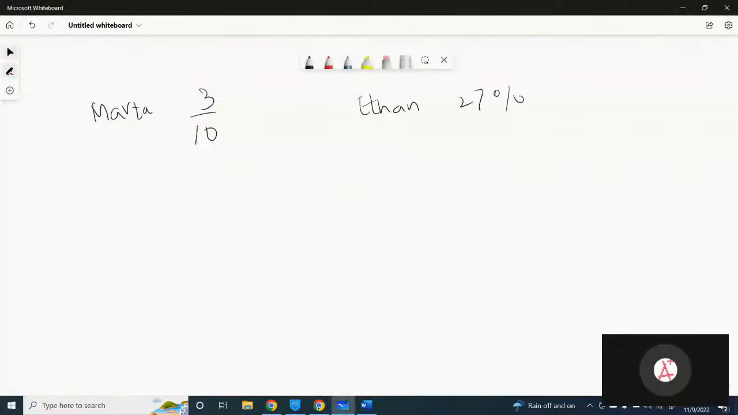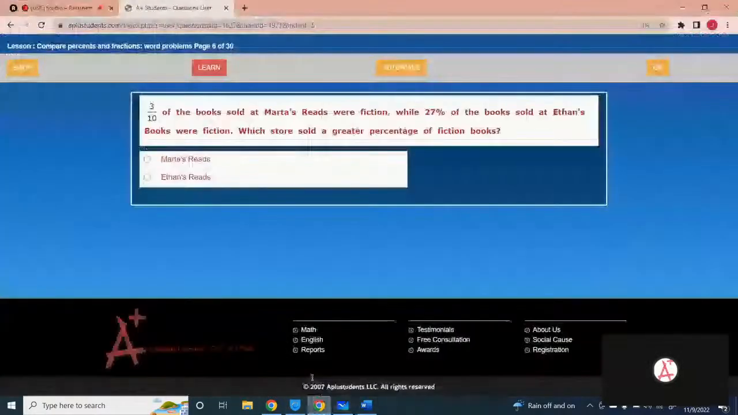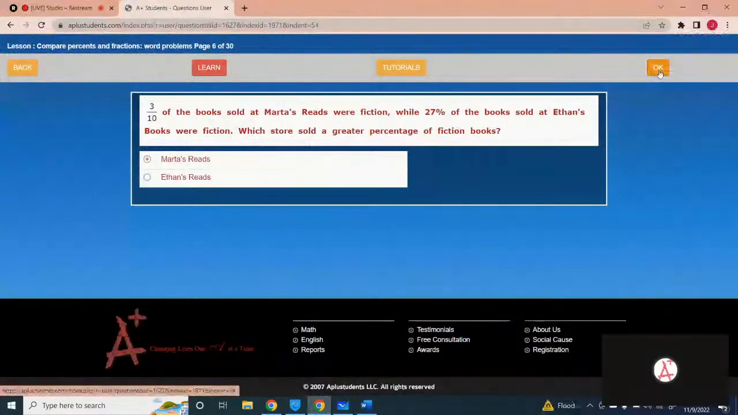Got it. So 3 by 10 is 0.3. You have to multiply it by 100. It would be 30%. Got it. So which of them has a greater value? 27% or 30%? 30% is a greater value. Got it. So that means Marta's has a greater number of fiction books. Select the correct option and click on the OK button.